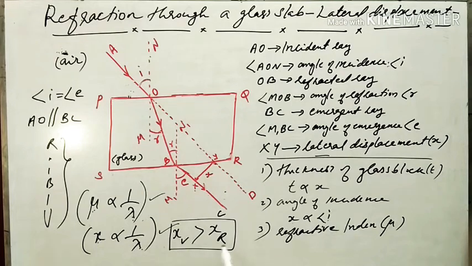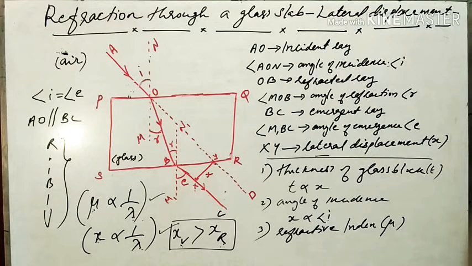Why? Because red light has maximum wavelength, maximum speed. Red light experiences less refractive index, and violet light, whose wavelength is less and speed is less, experiences maximum refractive index, and violet will be maximum laterally displaced. So remember the point, lateral displacement is more for violet than for the red light.